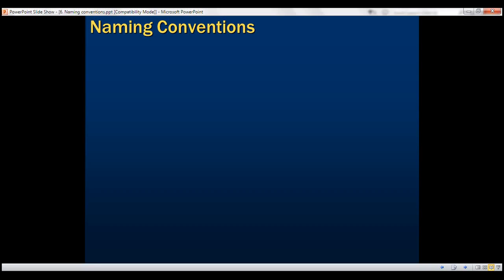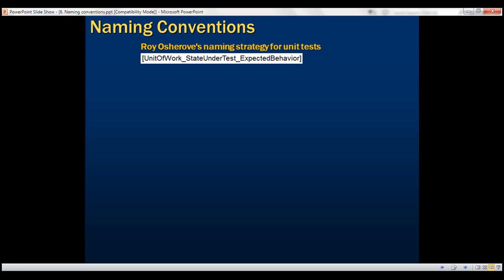The naming convention that we use to name the unit tests is very important. Make sure the same naming convention is used for all unit tests. A good unit test name provides all the information about that test. I like Roy Osherove's naming strategy for the unit test. Here it is: unit of work underscore state under test underscore expected behavior.